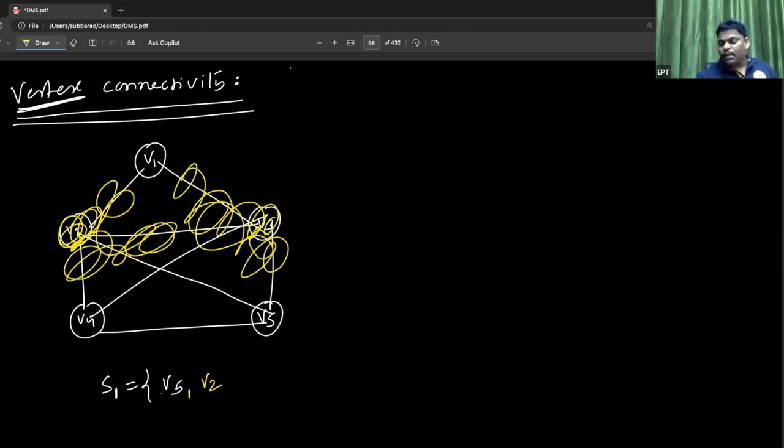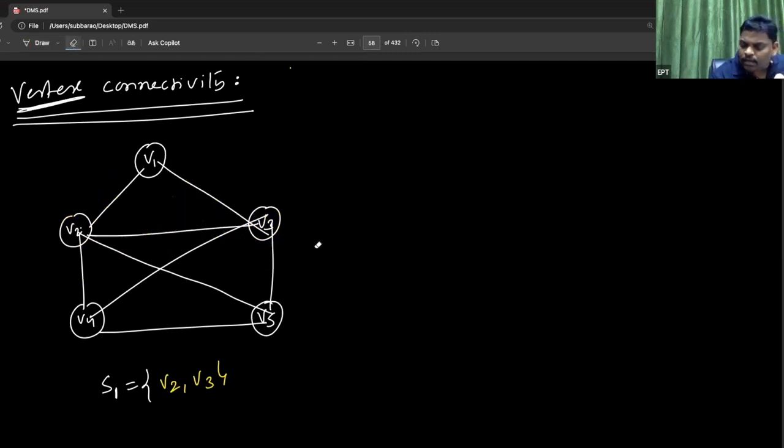Right? A set of vertices by deleting which the graph becomes disconnected. I think by deleting V2 and V3, the graph became disconnected. By deleting these two people, the graph became disconnected. Anything else? Any other answer?